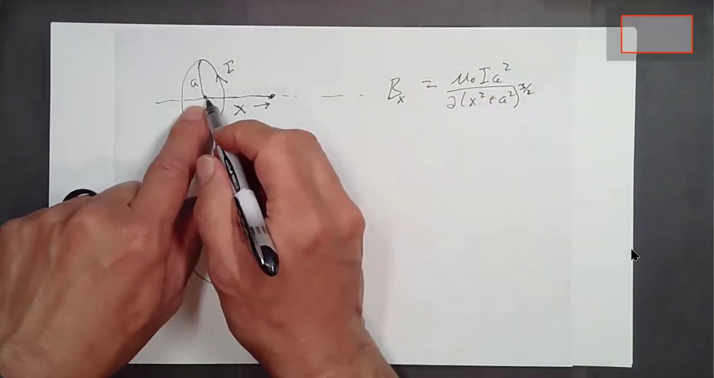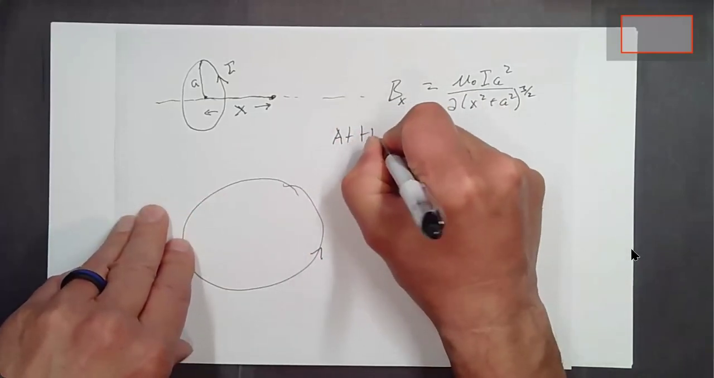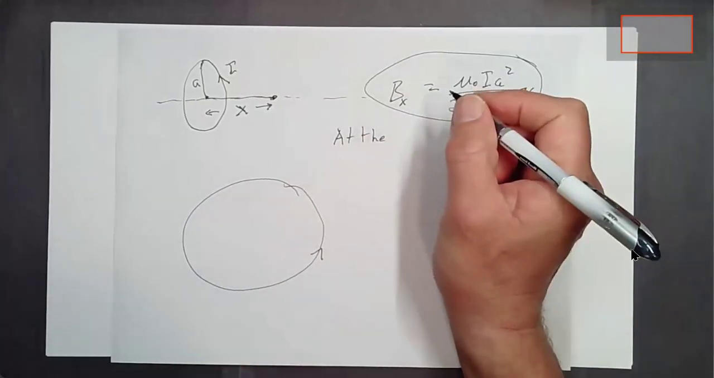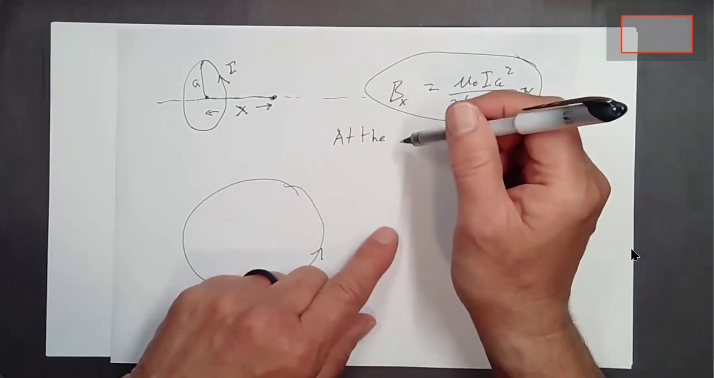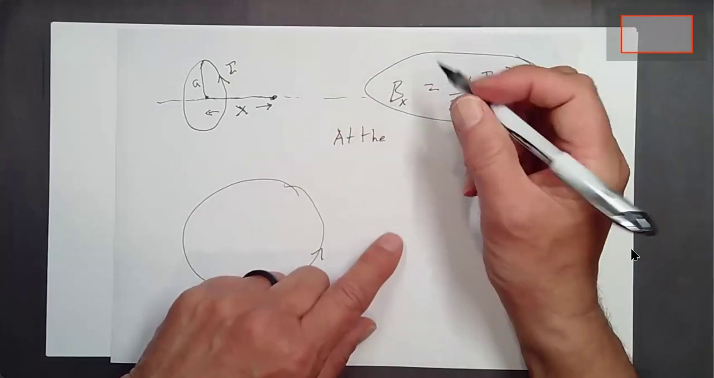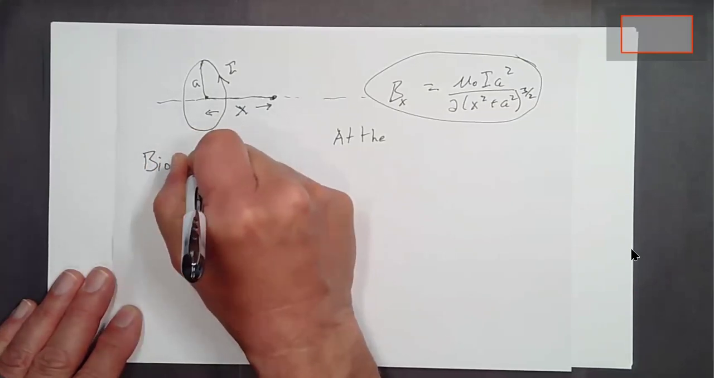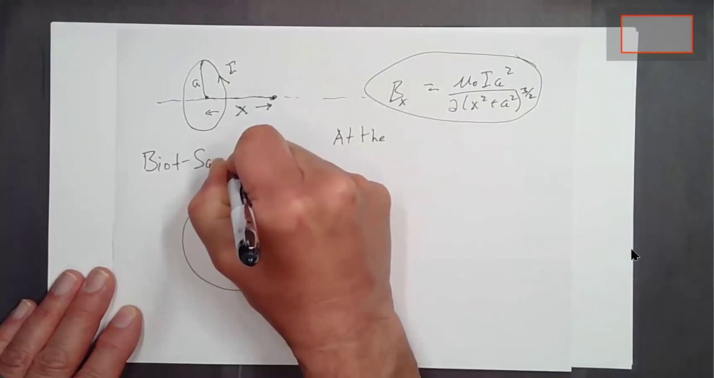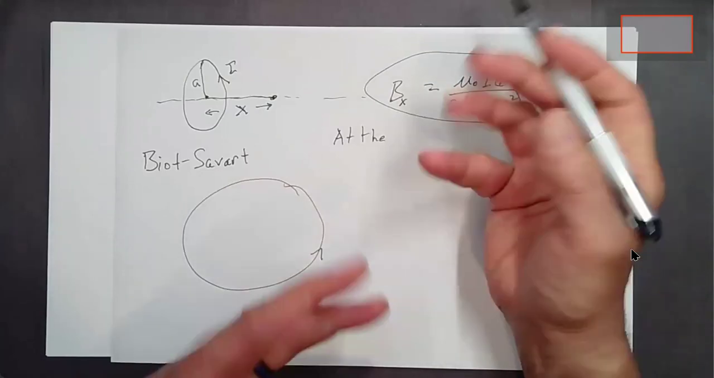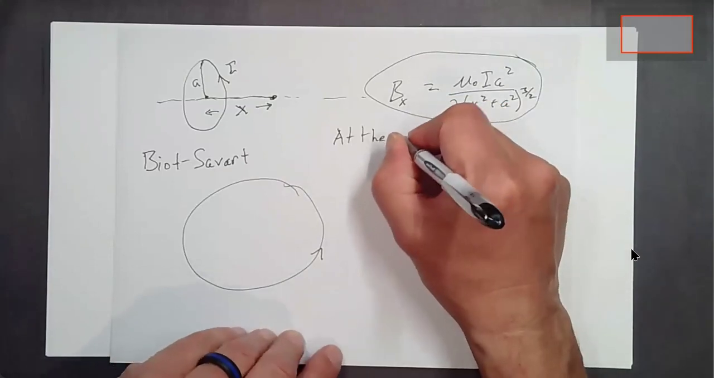If x is 0, that would put you at the center of the loop. They derive this. I do not expect you to memorize this formula, but it is possible to derive this using the Biot-Savart law, which I don't know if I named out loud last week. That's the one that looks like this. Your book calls it the law of Biot and Savart.